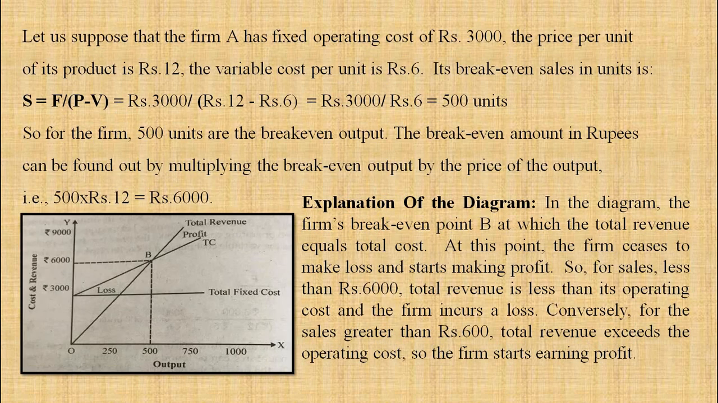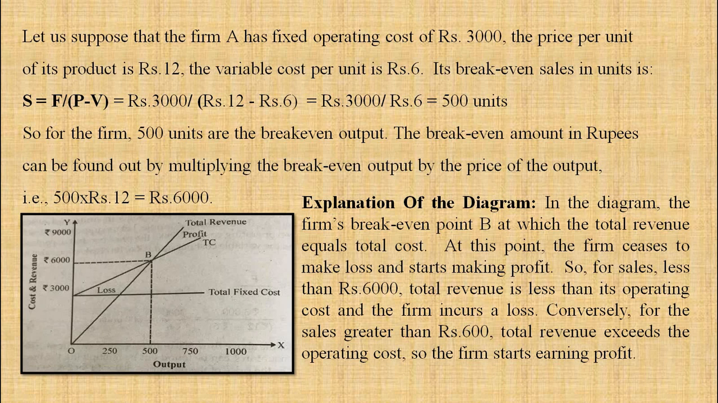Now we will see the example. Let us suppose that the firm A has a fixed operating cost of rupees 3000. The price per unit of product is rupees 12 and the variable cost is rupees 6. So its break-even sales in unit is S is equal to F upon P minus V, that is 3000 divided by 12 minus 6, is equal to 3000 divided by 6, is 500 units.